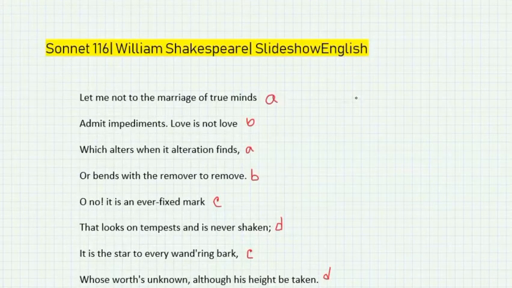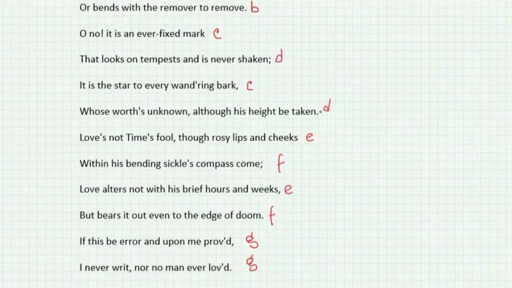So this is our sonnet, and now we can move on to the structure of this sonnet. This is a typical Shakespearean sonnet where it has a total of 14 lines and it is written in iambic pentameter.